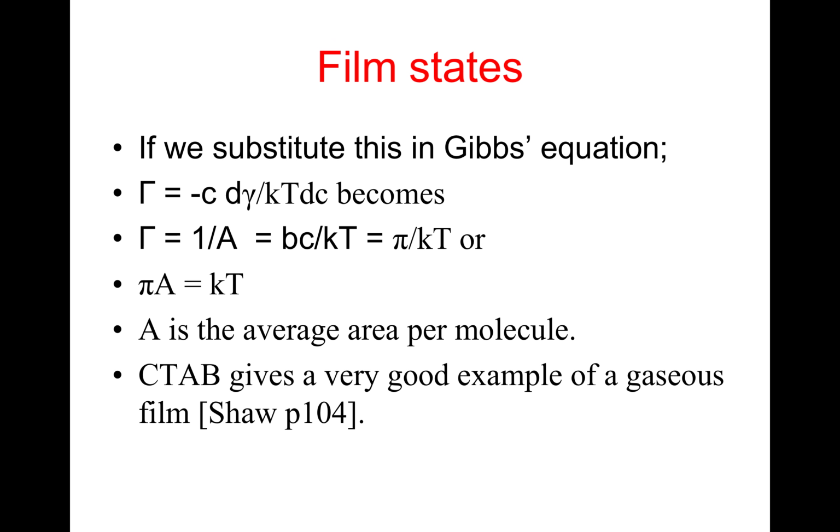It's found that CTAB, cetyl trimethyl ammonium bromide, gives a very good example of gaseous films. You can see this in CHE442, page 1044, fourth edition, a little bit further for other editions.